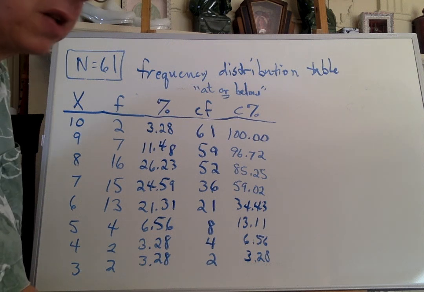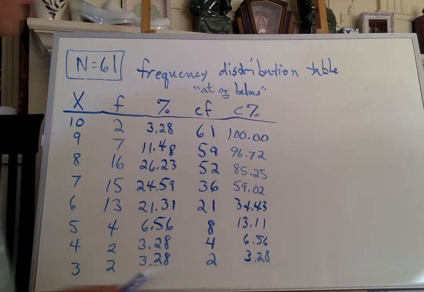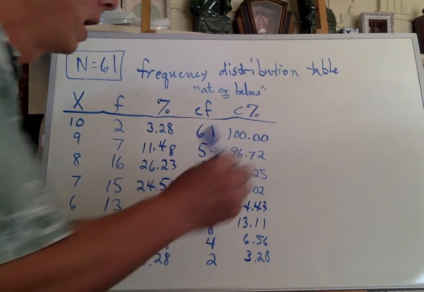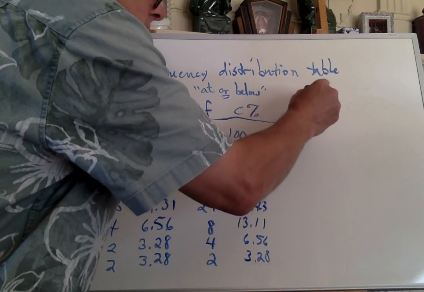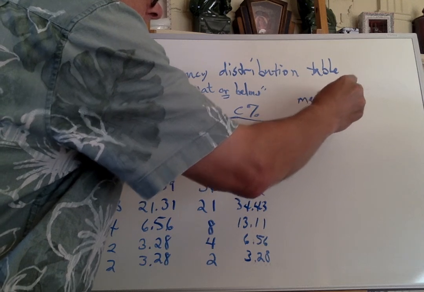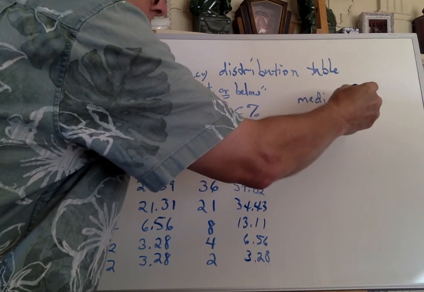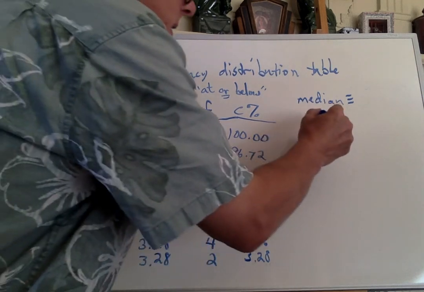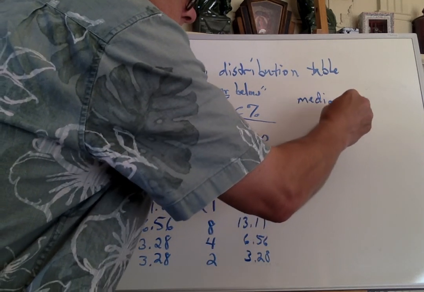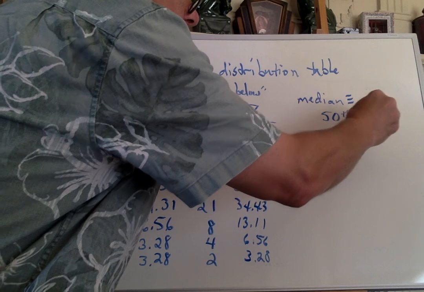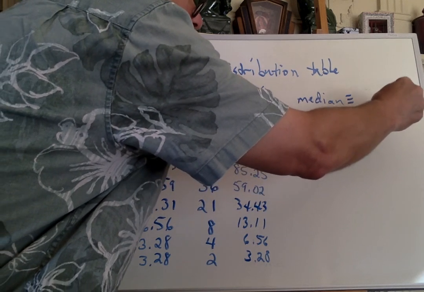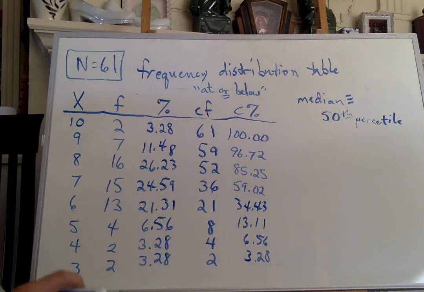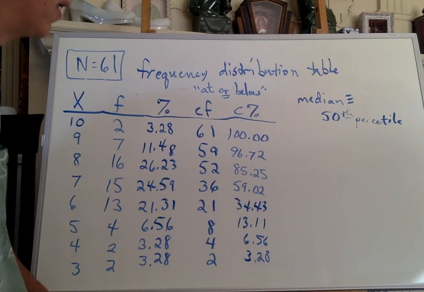But now all of a sudden, we're going to talk about something new, and that is the median. Okay. So the median, by definition, is the 50th percentile. The median is the 50th percentile.